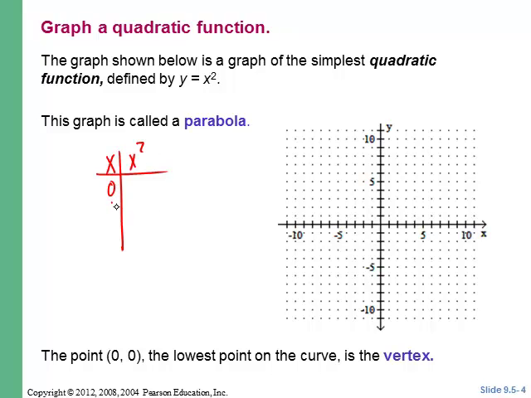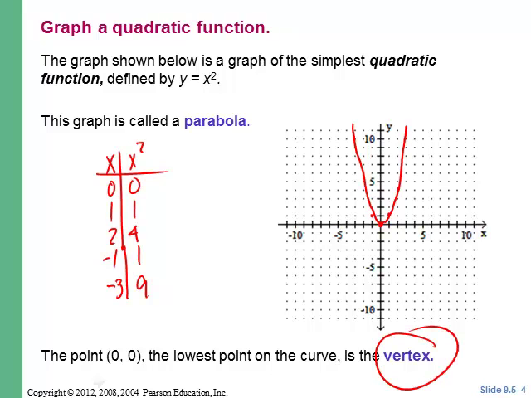So if x is 0, 1, 2, -1, -3, if x is 0, 0 squared is 0, 1 squared is 1, 2 squared is 4, -1 squared is 1, -3 squared is 9. So our points are 0, 1, over 2, up 4, back 1, up 1, back 3, up 9. So our function is a curve. Actually, this curve is called a parabola.